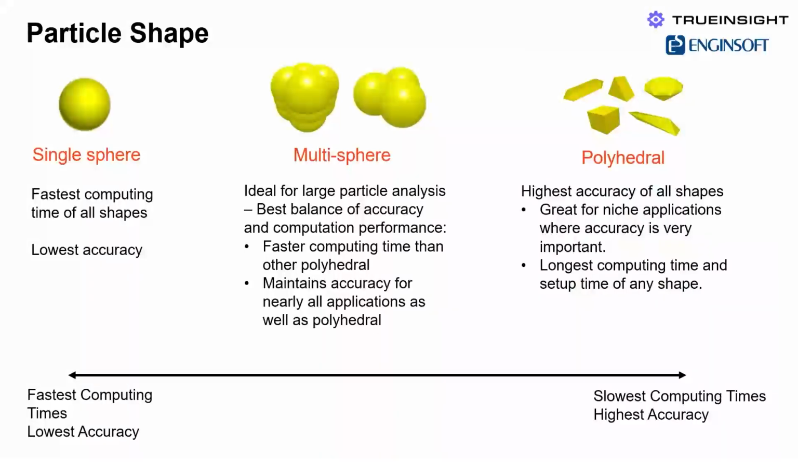So the particle shape, the basics here of EDEM is it starts out with a single sphere. And so, that can be computed very quickly, but it only applies really to quite narrow application areas. And then we have the multi-sphere approach, and that's where we take multiple spheres and put them together in order to form an irregular particle. But because it's a collection of spheres, then computationally it's still quite fast and quite accurate as well.